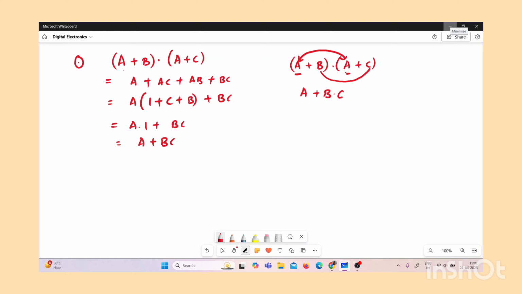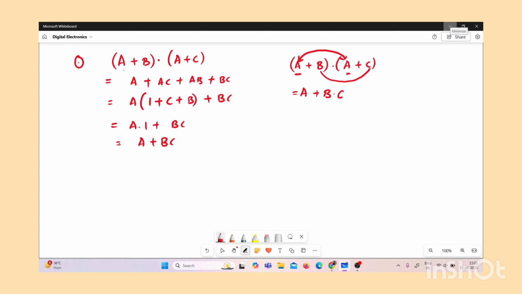This is the shortcut we will use while solving any logical expression. So whenever you have two sum terms, and in these two sum terms one variable is common, a is common, a multiplying with a gives a, plus the remaining variables which are not common, here b and c, you need to multiply those, bc. So after simplifying the expression, you will get a plus bc.